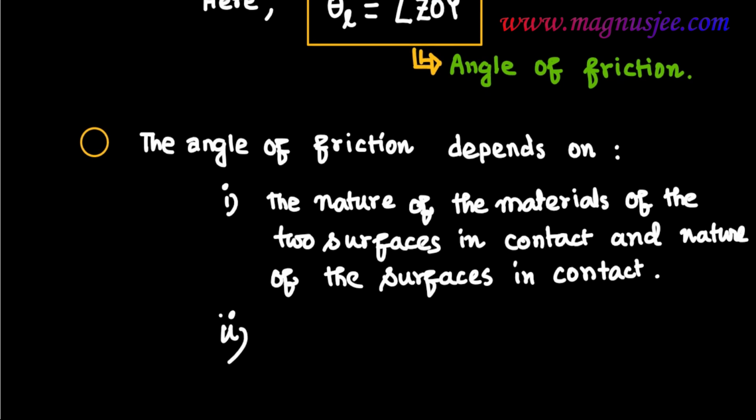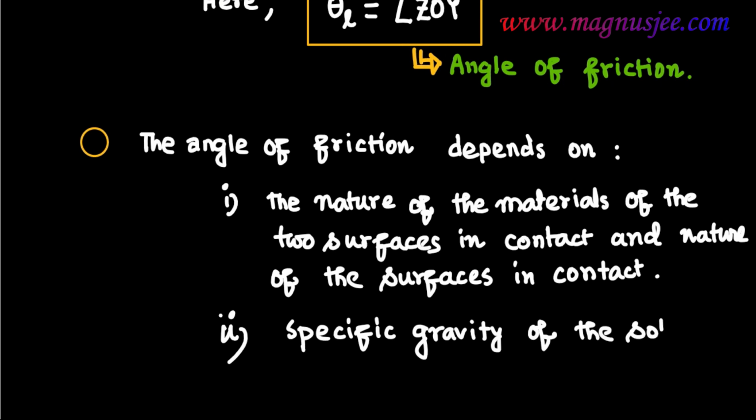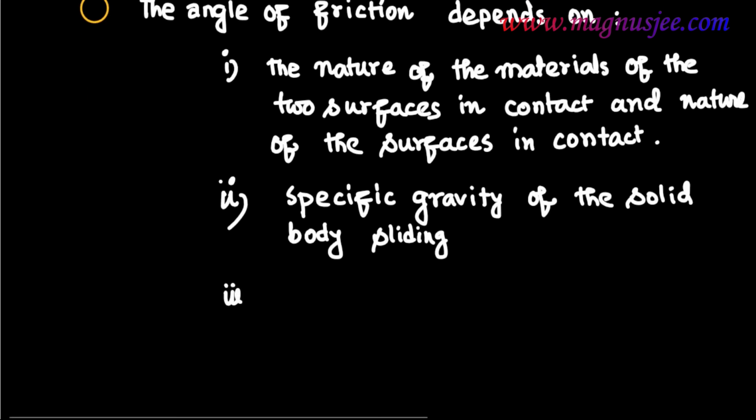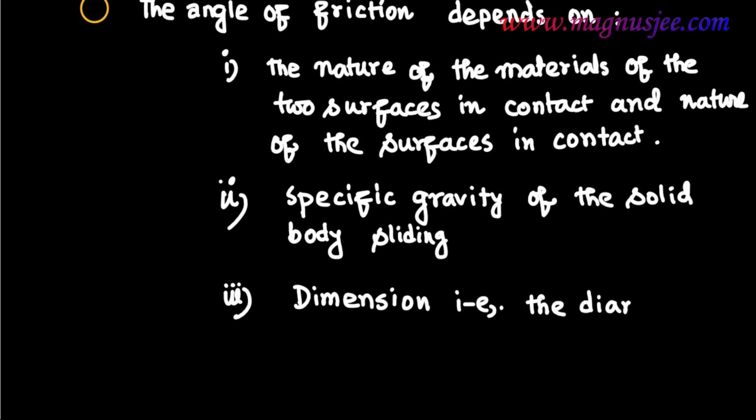Number two, specific gravity of the solid body sliding over the surface of another body, and dimension or size, that is the radius, or it may be expressed as diameter. Dimension or diameter of the sliding body.